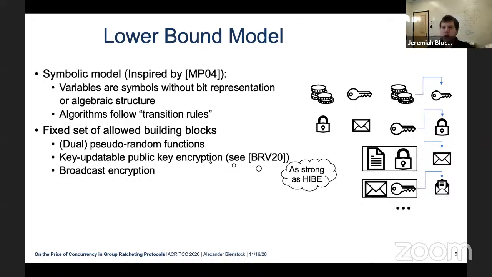Would something like fully homomorphic encryption, even though it may be a bit more expensive than they want in practice, potentially circumvent lower bounds? I don't think it would, but it's very hard to model FHE in this symbolic way because we use these defined transition rules, but if you have FHE where you can compute any function over ciphertext, then it seems hard to define the transition rules.